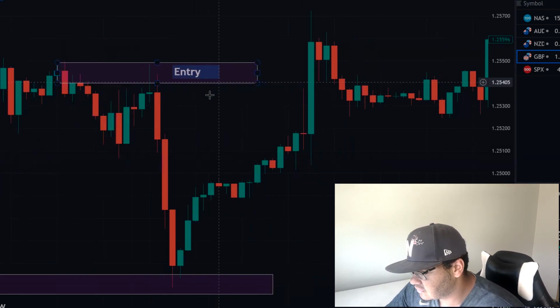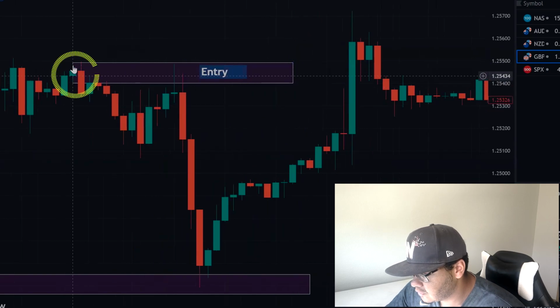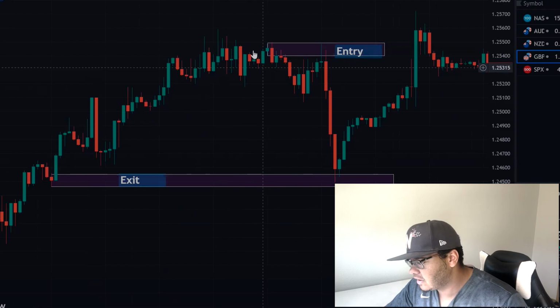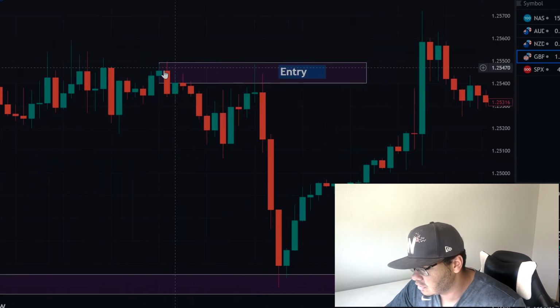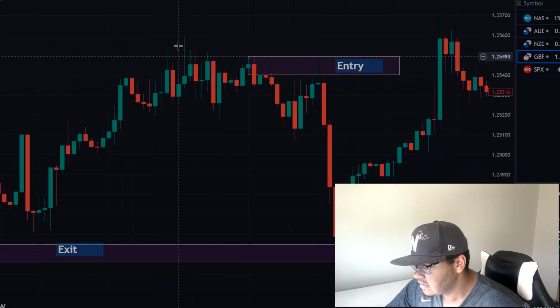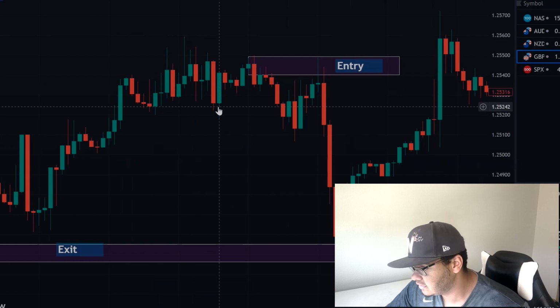But going back into this example here, we're looking at our entry point. So I marked my supply here. Now the question may first be, out of all these candlesticks, why is this one my supply? And the answer to that is simply this. When price moves down here, it's creating technically a lower low. And as price moves up here, it's creating a lower high.